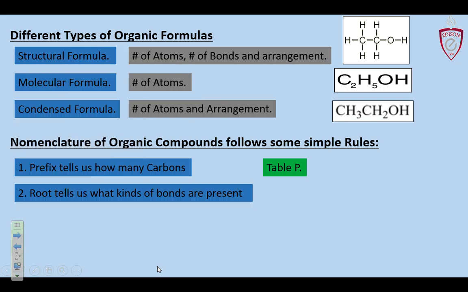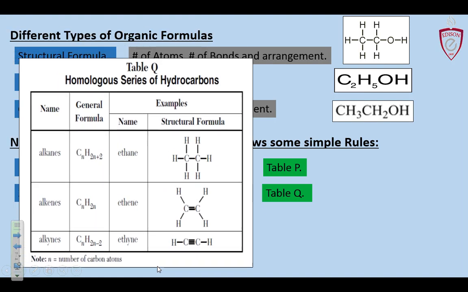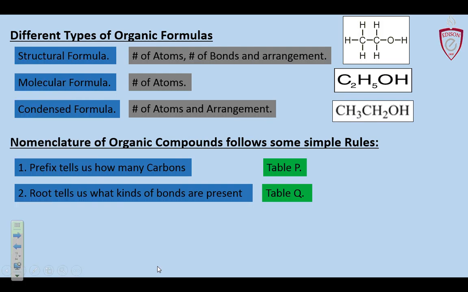Next part, our root tells us what kind of bonds are present. So if I look at table Q, I see that all the carbons have single bonds between them. So the root belongs to the class alkanes. Notice in the picture under the structural formula of alkanes, there's a single bond between the carbons, not a double bond or a triple bond, which are in the others. It's just single. So we take the prefix, and then what do we do? It becomes eth-ane. Ethane, good.